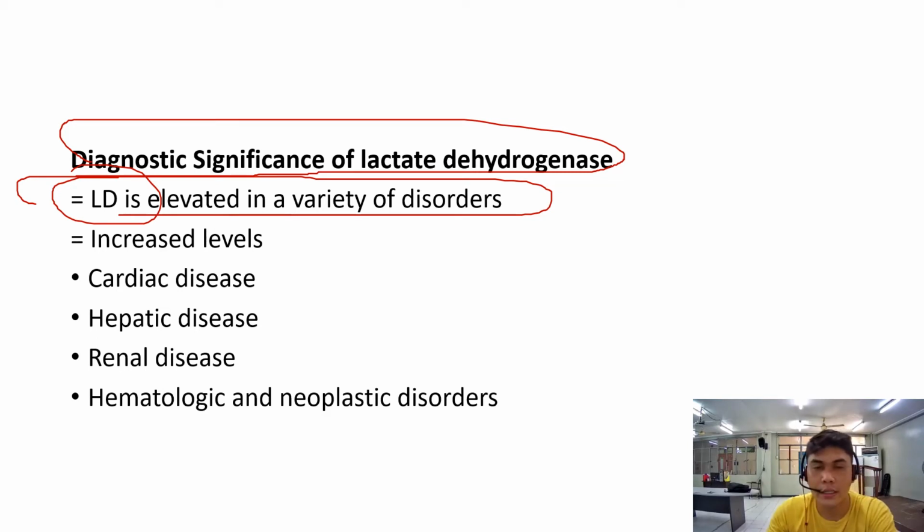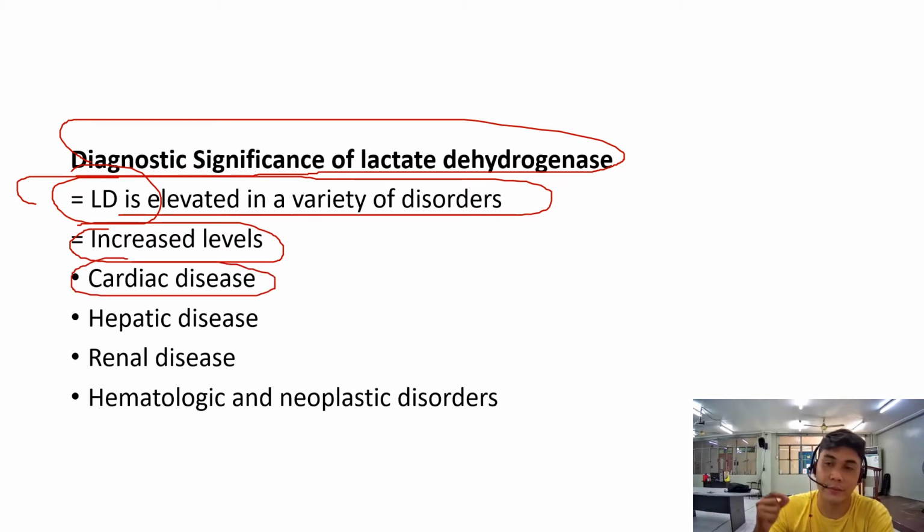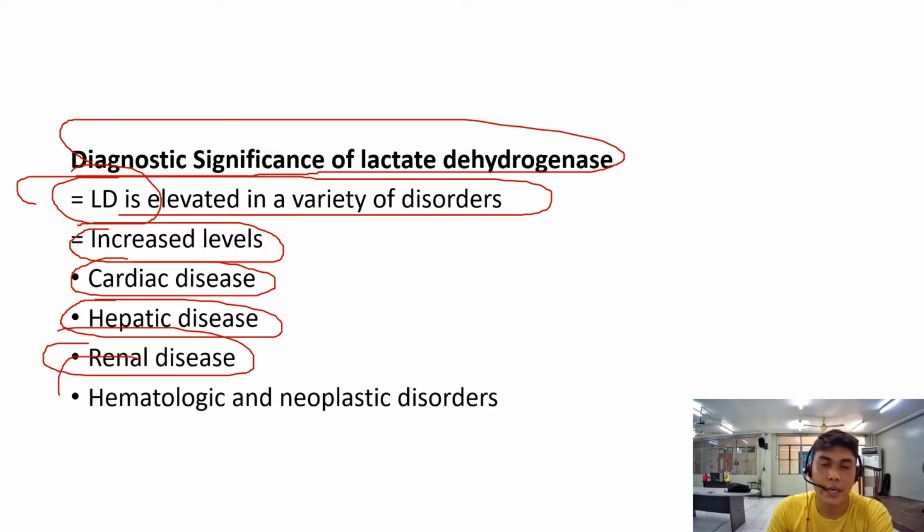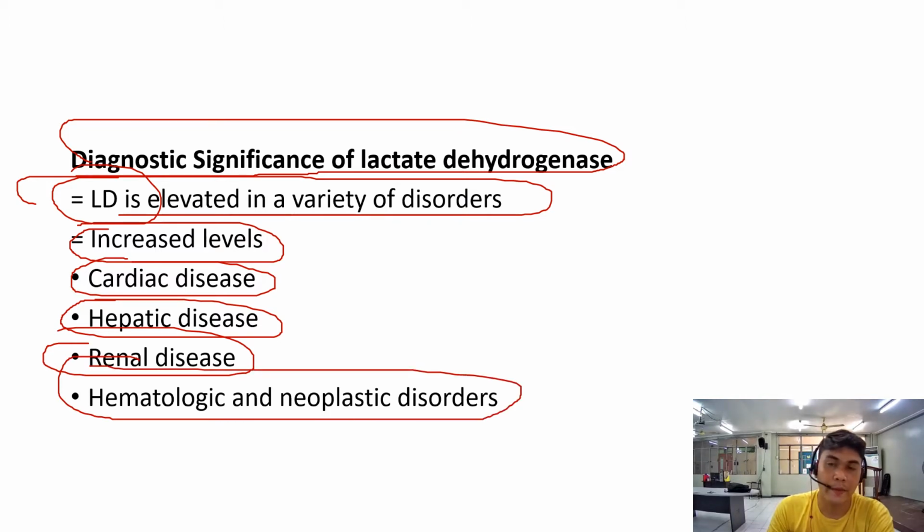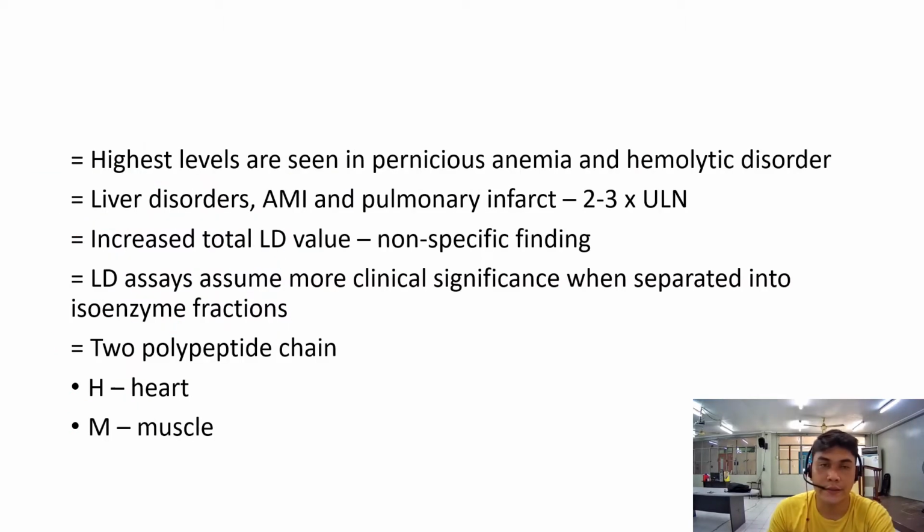Now, what are the diseases that are associated with increased lactate dehydrogenase? First, cardiac disease: for example, if there is myocardial infarction, there is an increase in total lactate dehydrogenase. Another is hepatic disease, renal disease, and hematologic and neoplastic disorders. For example, if there is hemolytic anemia, it is expected that the lactate dehydrogenase level is increased.